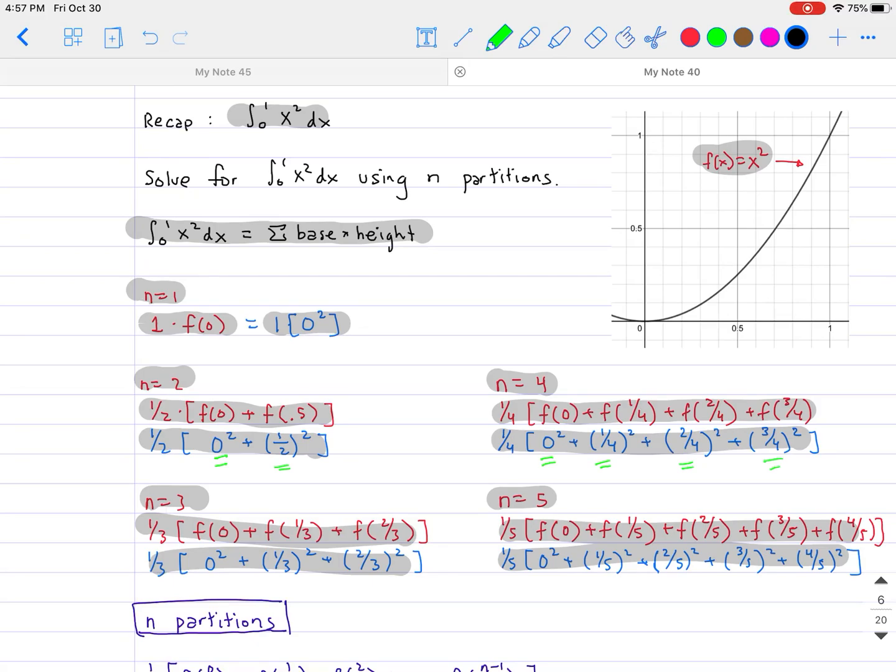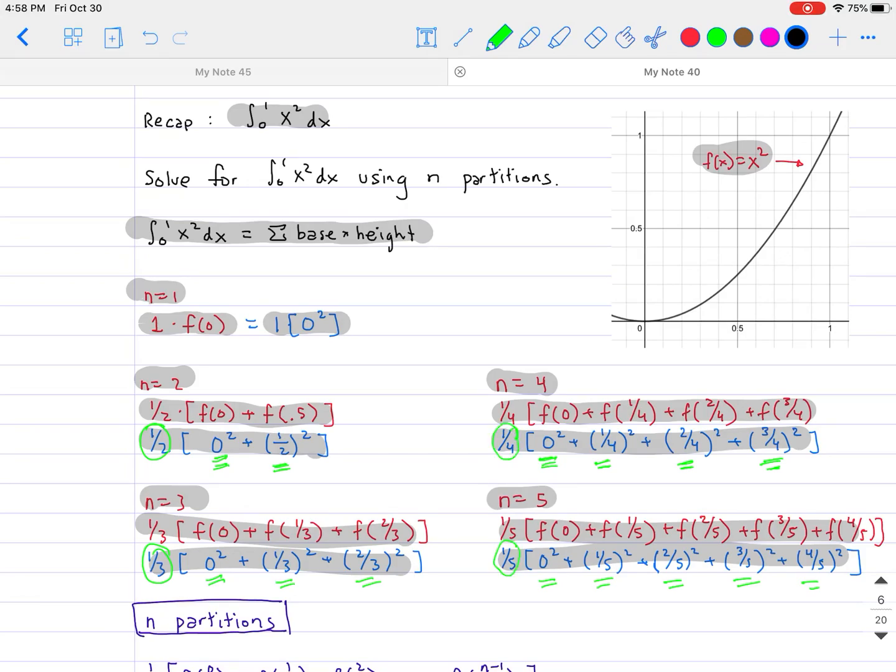You'll notice that as n increases, the number of terms increases. But the more important part is that if you look at the inside, you can see that there is a pattern being generated. For example, for n is equal to 2, you have 0 and then 1/2. For n is equal to 3, you have 0, 1/3, and then 2/3. For n is equal to 4, it's 0, 1/4, 2/4, 3/4. And for n is equal to 5, it's 0, 1/5, 2/5, 3/5, and 4/5. So I'd like to think that there's a pattern.